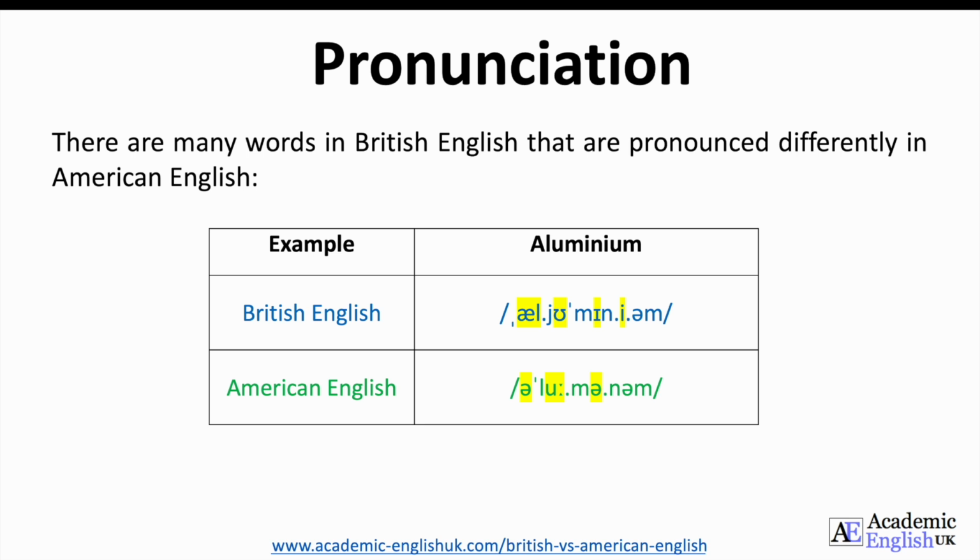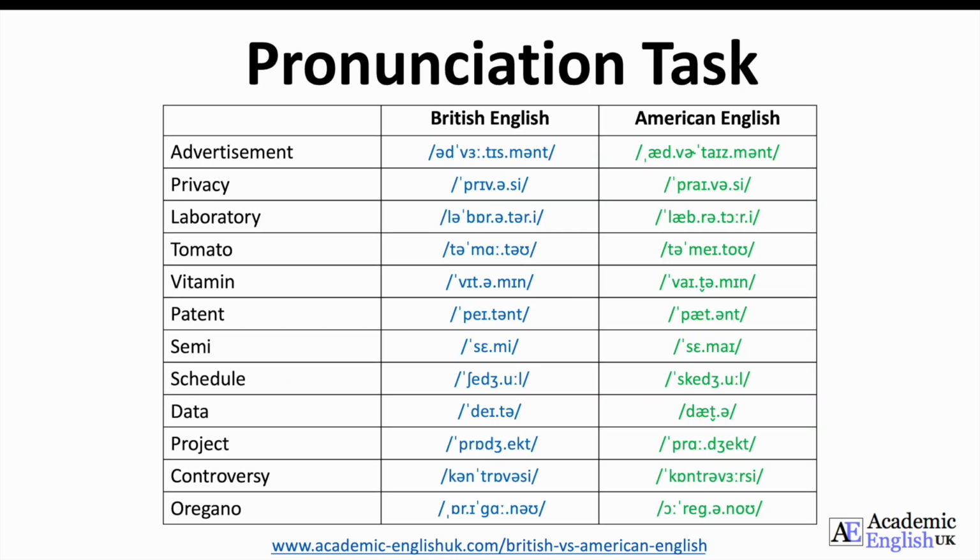Okay, here is your next task. There are 12 words here, all pronounced differently. The slide includes the phonetic script for accurate pronunciation, but you may need to use a dictionary to help you. Go down the list and say each pair of words aloud. Pause and do the exercise. Okay, here are the answers. We'll go through them together.